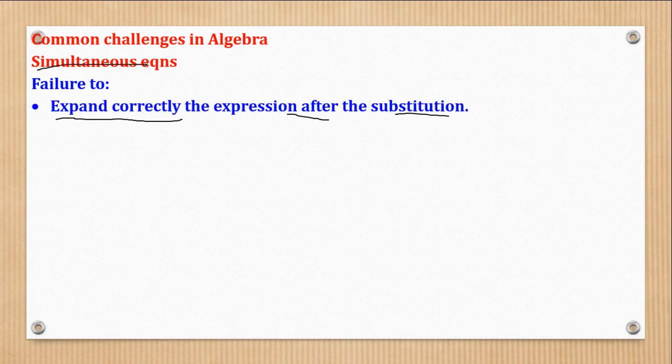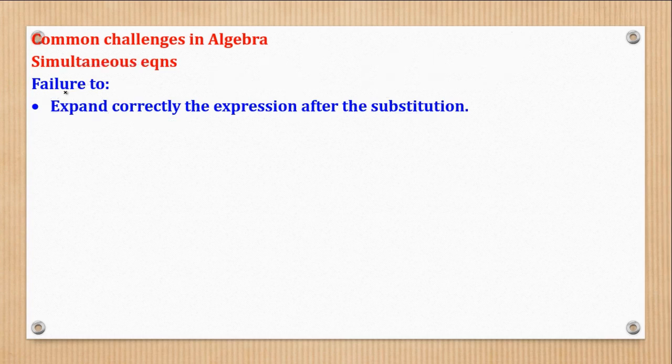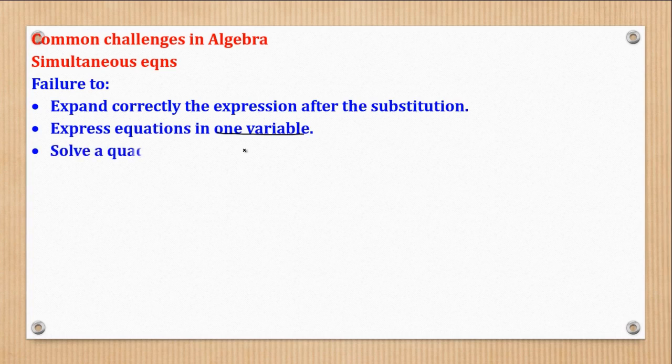Remember I told you simultaneous equations, the ones they currently bring, have the powers. So if for example I say y is equal to x plus 2 in one equation, I'll have to come and substitute here, and I'll have to expand. Now that expansion is what disturbs students. So you need to know the expansion of a plus b squared and also a minus b squared for you to be able to pass such questions of simultaneous equations. Then also simplifying is a problem, expressing the equations in one variable. After substituting, you have to simplify. That is also a problem.